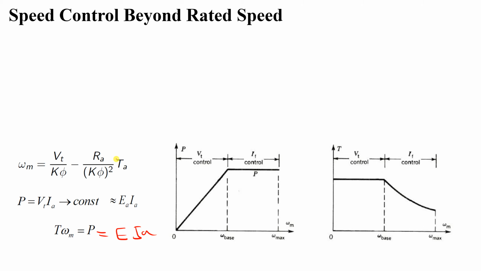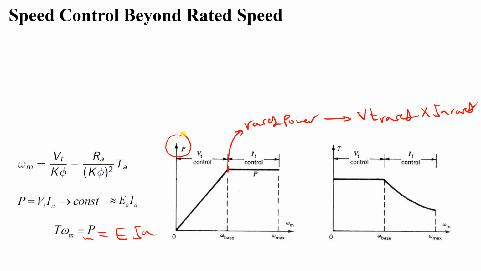What I would like to say is that in this range, this point is the rated power. When we supply rated V terminal, the maximum rated terminal voltage, multiplied by rated IA. During this period, we are drawing power with respect to omega. So as I increase power, I increase speed, right?